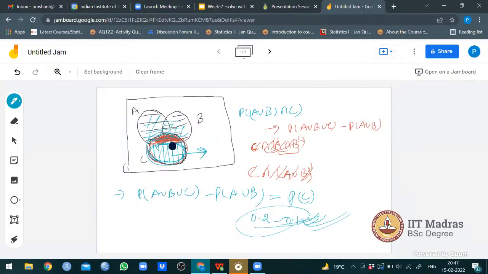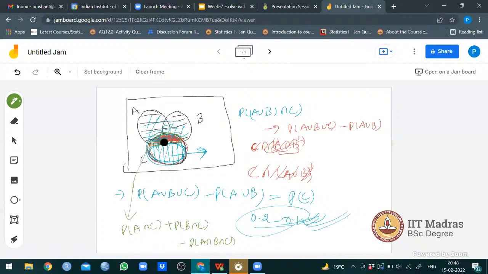See, including intersection, this whole A intersection C is there, B intersection C is there, with A intersection B intersection C, right? What is this red region? This whole thing you have to find. This is nothing but probability of A intersection C plus probability of B intersection C minus probability of A intersection B intersection C, because A intersection B intersection C is counted 2 times.